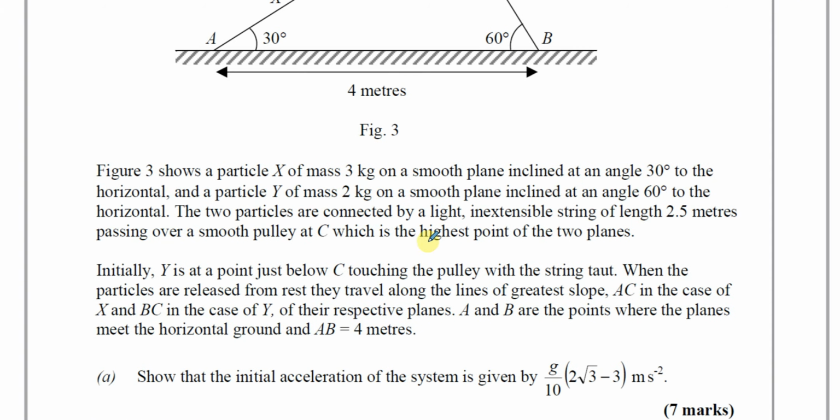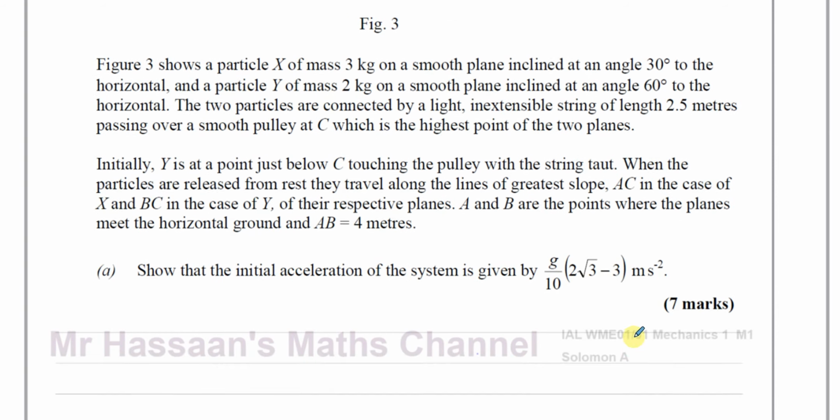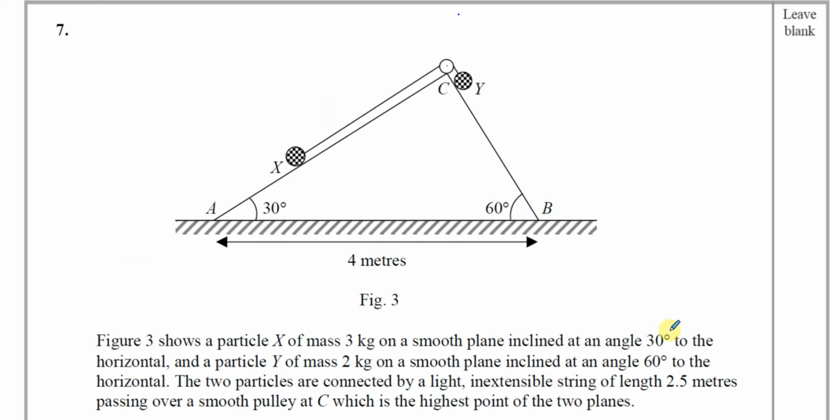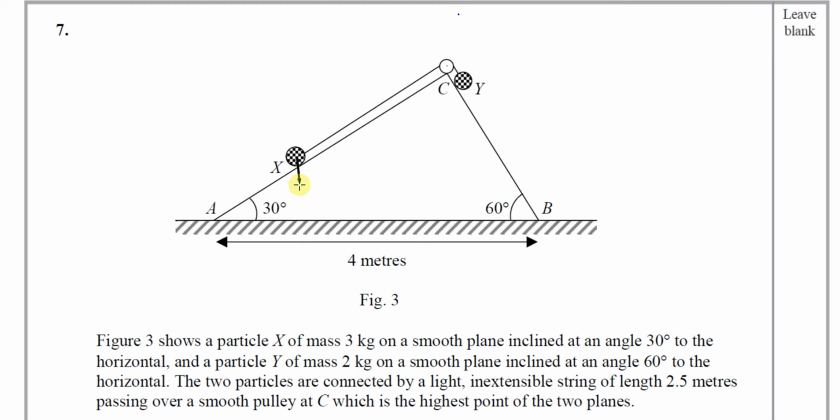Show that the initial acceleration of the system is given by g over 10 times 2 root 3 minus 3 meters per second squared. So let's put all the values here that we have. We have the forces acting on these particles. You have the weights of these particles, acting vertically downwards. So this is 3g newtons and this is 2g newtons.